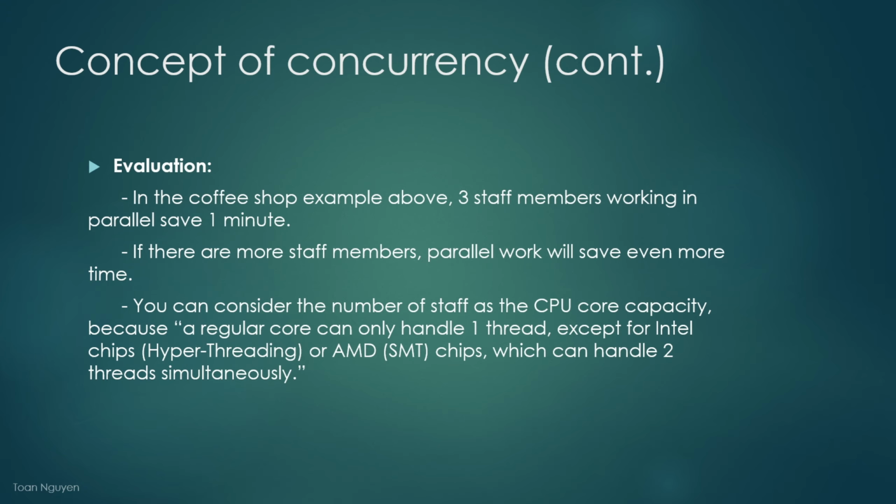In the past, one core could execute only one thread. But modern processors, such as Intel or AMD CPUs, can execute 2 threads at the same time. This is commonly referred to as a logical core. A logical core is the number of threads a physical core can execute simultaneously.